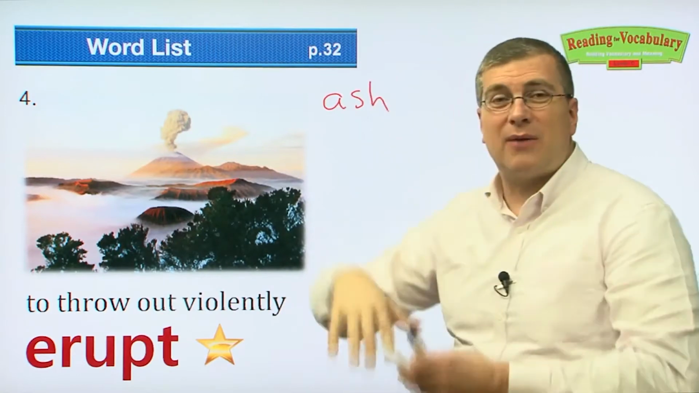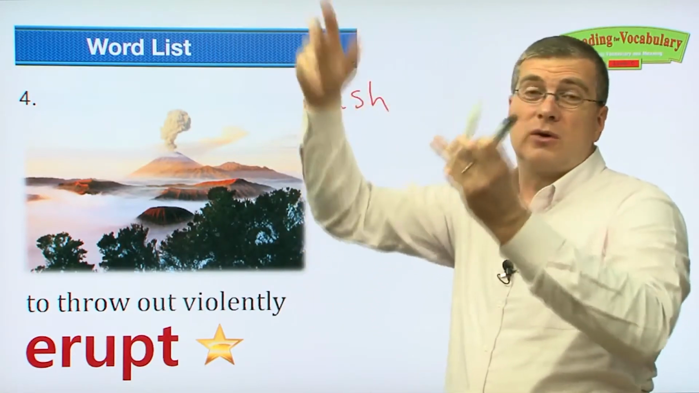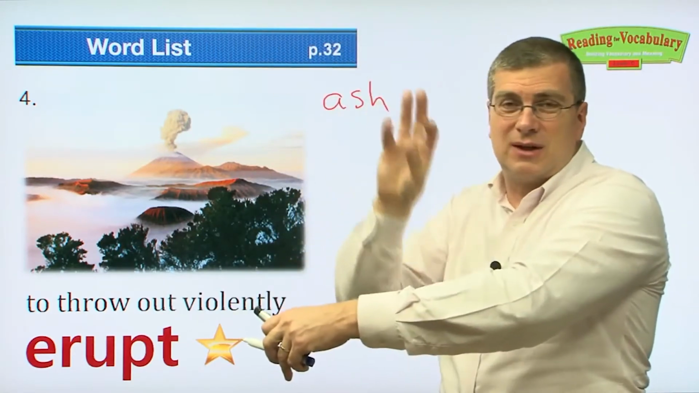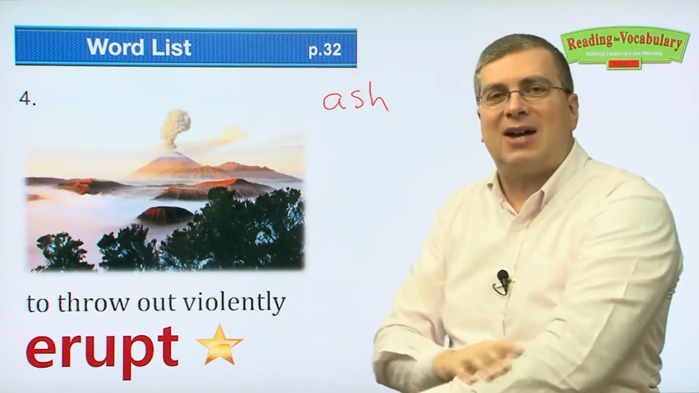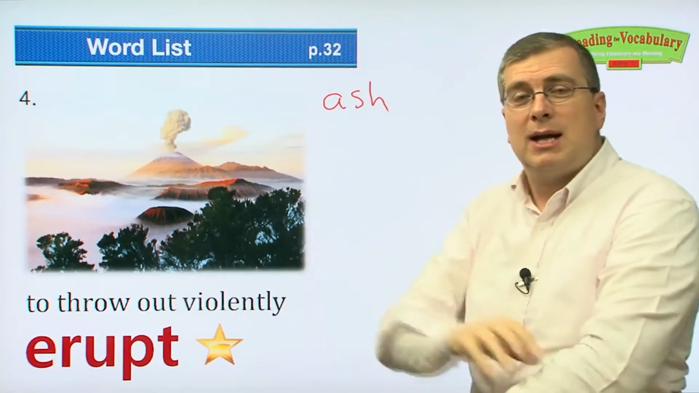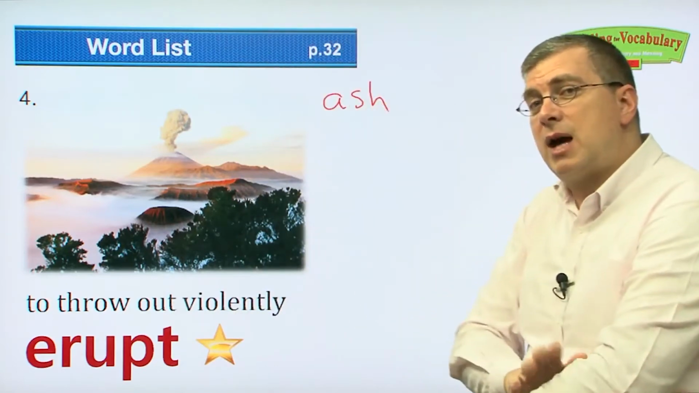Ash is, you know, when you have a fire and the smoke goes out. Sometimes pieces of the smoke fall from the sky onto your arm, right? That's ash. It's actually pieces of the wood that fly up in the air and come down on your arm.